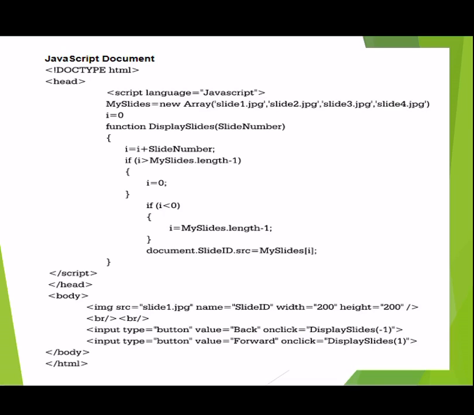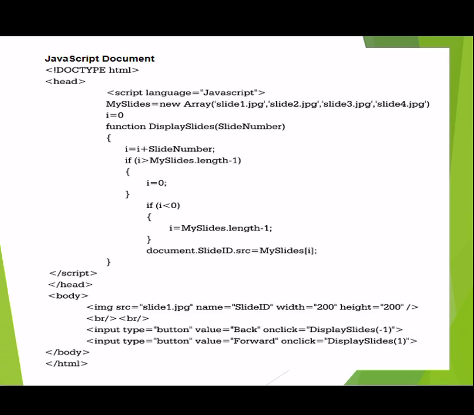So I hope you got it, how to display the slides one by one. So close your script tag, close your head tag, then open your body tag. Now you will take one default image and set it to slide 1. So when you open your output, the first slide that is going to be displayed will be your slide 1 image. So image src is equal to slide1.jpg. Name of it is slideid, width is 200 and height is 200.